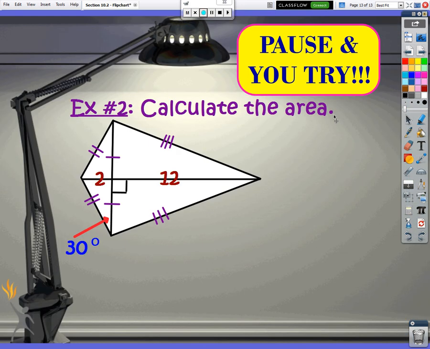Now, the last one again, I'm going to call a pause and try problem. If you want to try this problem by yourself, pause the video at this point and try it yourself.